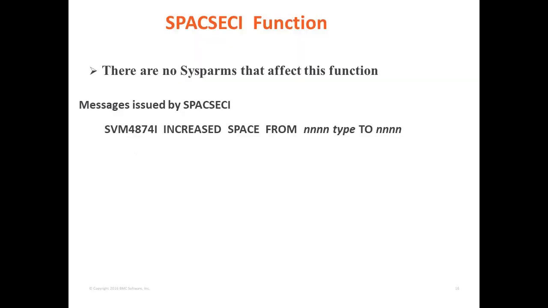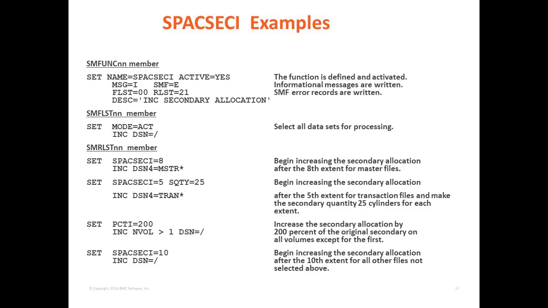There are no global sysparms for the SPACSECI function. The displayed message issued by SPACSECI informs the user of the increased values of space on each extent. The SPACSECI example at the SM-Func member is similar to the other definitions. All messages are displayed and only error messages are cut in the SMF record.